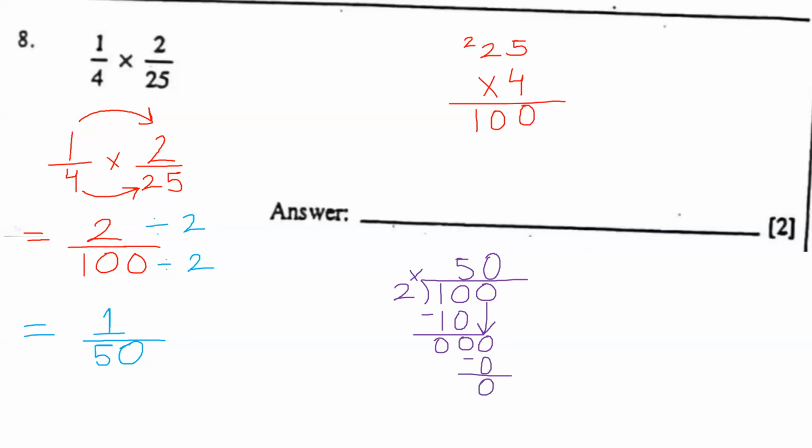And so the answer to this question is 1 over 50. That's the answer to this question, 1 over 50. So when we multiply 1 over 4 by 2 over 25, the result is 1 over 50.